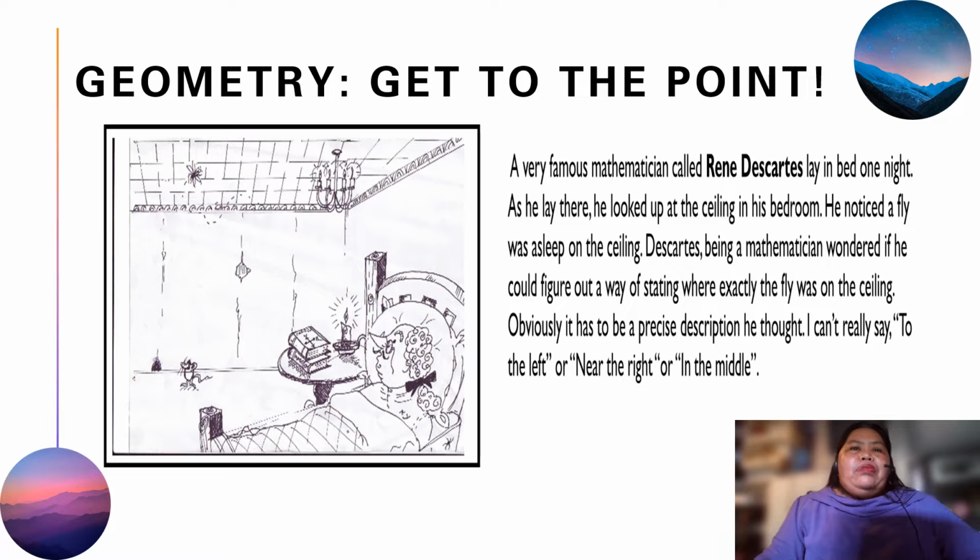A very famous mathematician called René Descartes lay in bed one night. As he lay there, he looked up at the ceiling in his bedroom. He noticed a fly was asleep on the ceiling. Descartes, being a mathematician, wondered if he could figure out a way of stating where exactly the fly was on the ceiling. Obviously, it has to be a precise description, he thought. I can't really say to the left, or to the right, or in the middle.